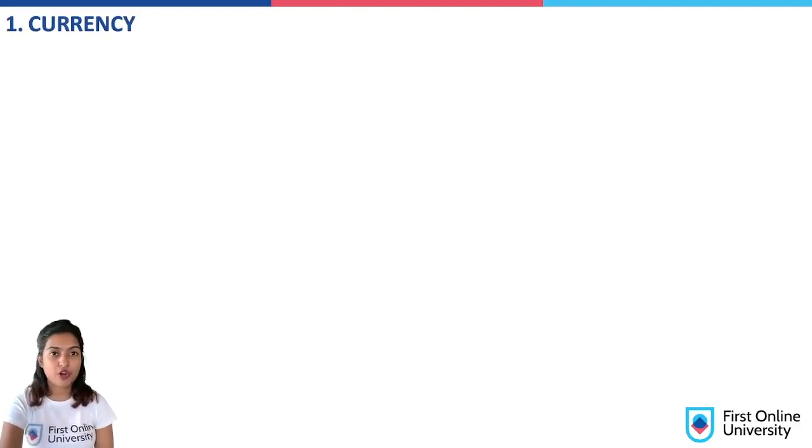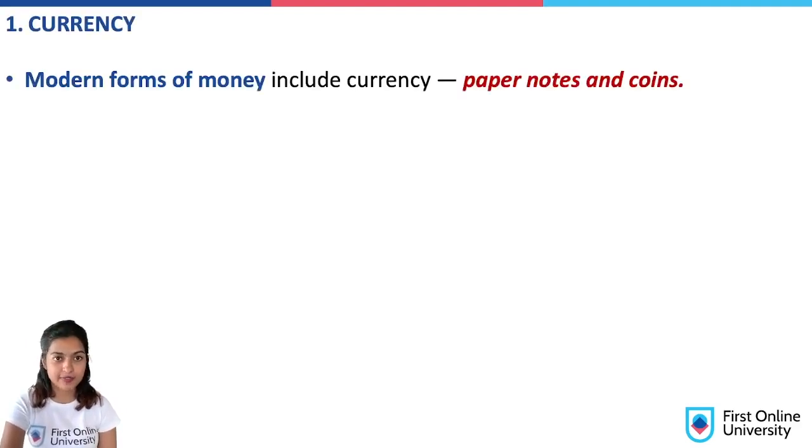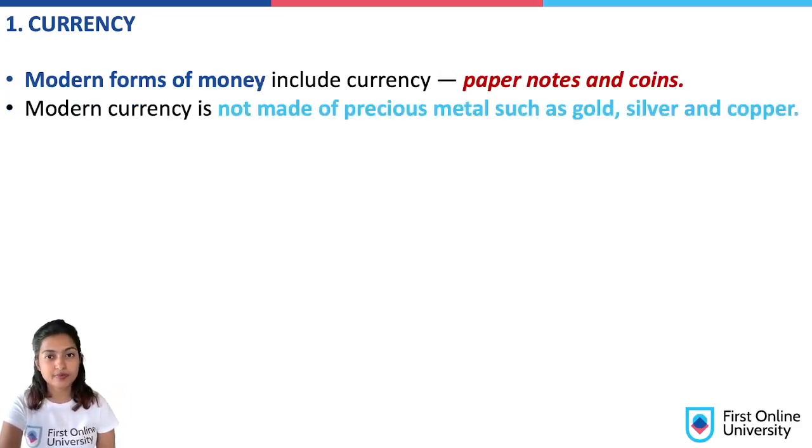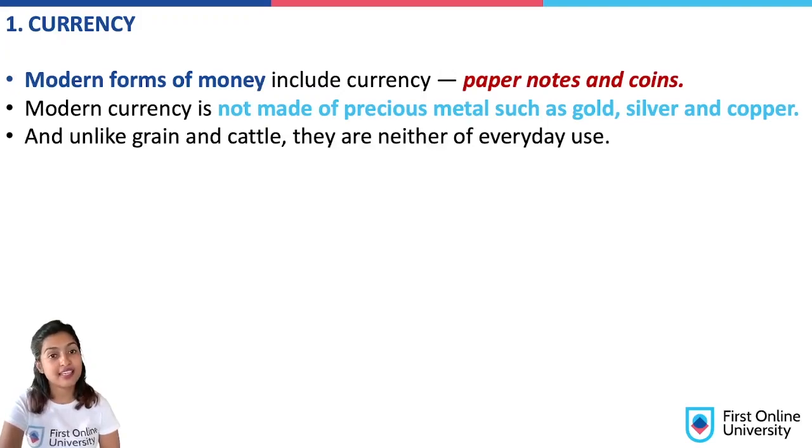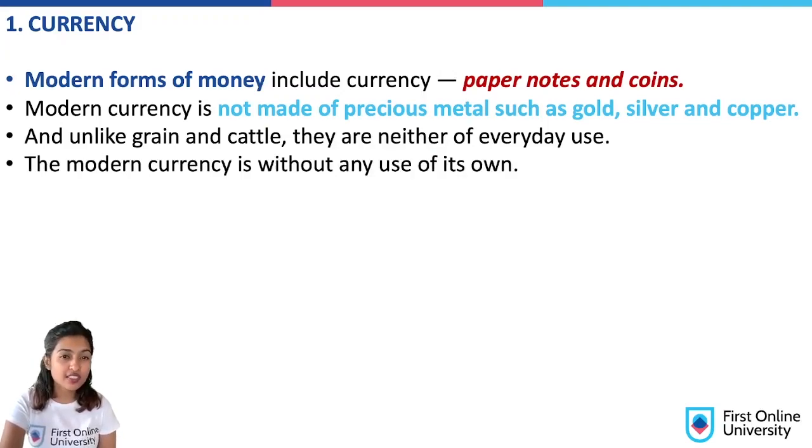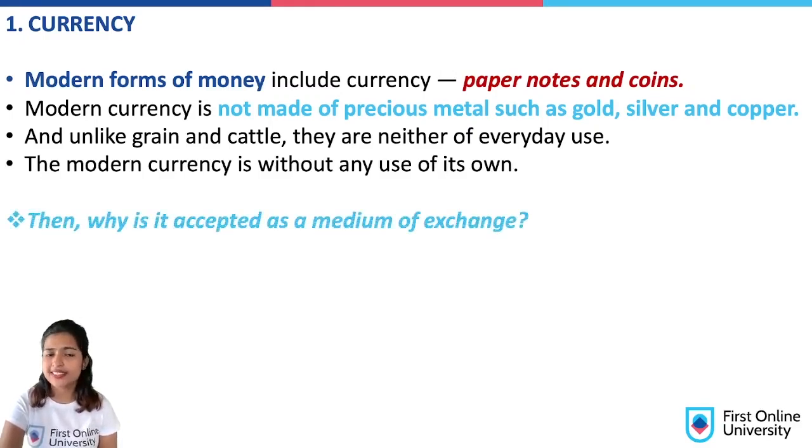The first modern form of money we have is currency. Modern forms of money include currency, and under currency you have paper notes and coins. Modern currency is not made of precious metals that were used in the earlier days such as gold, silver, copper. And unlike grain and cattle, they are neither of everyday use. The modern currency is without any use of its own. Then why exactly is it accepted as a medium of exchange?